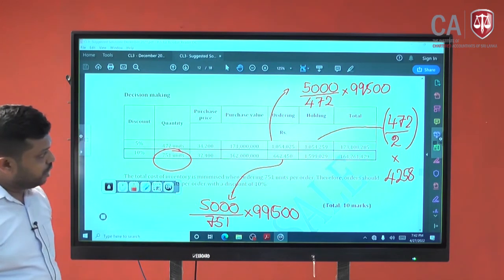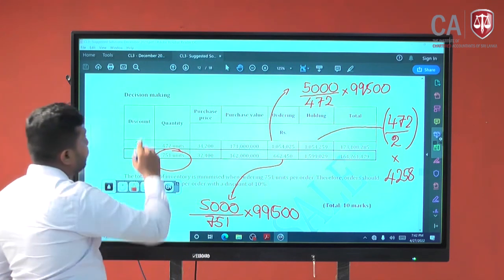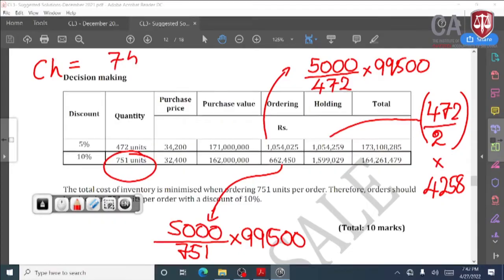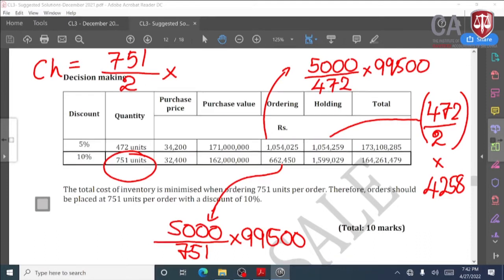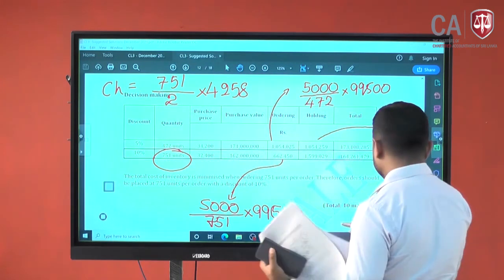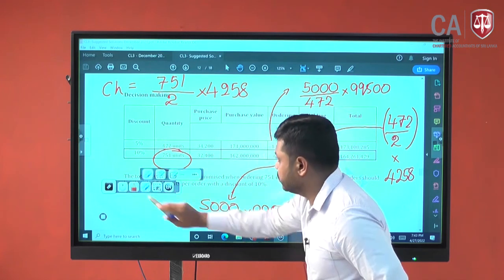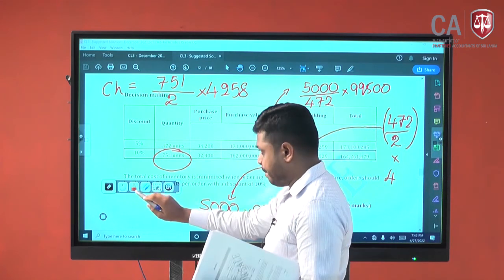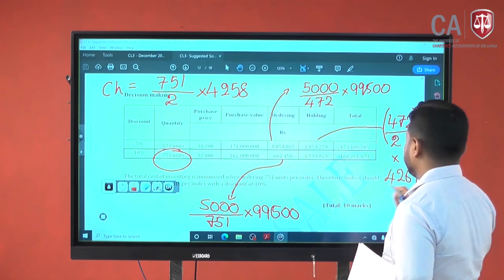Holding cost, average units. I will work it out here. CH, cost of holding, average order quantity 751 divided by 2 multiplied by the holding cost per unit. We have found out the holding cost per unit, 4,258. For the 10% discount, this should be 4,467. This one should be 4,267. Then you can get the value.